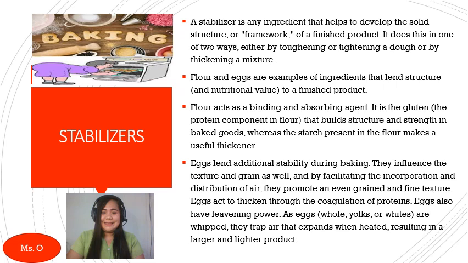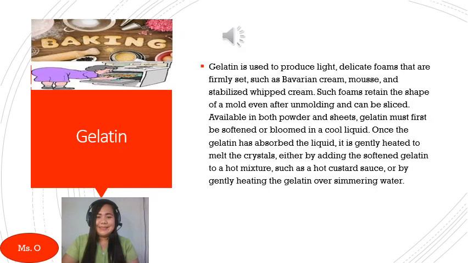Eggs act to thicken through the coagulation of proteins. Eggs also have leavening power, as eggs, whole, yolks, or whites, are whipped. They trap air that expands when heated, resulting in a larger and lighter product.